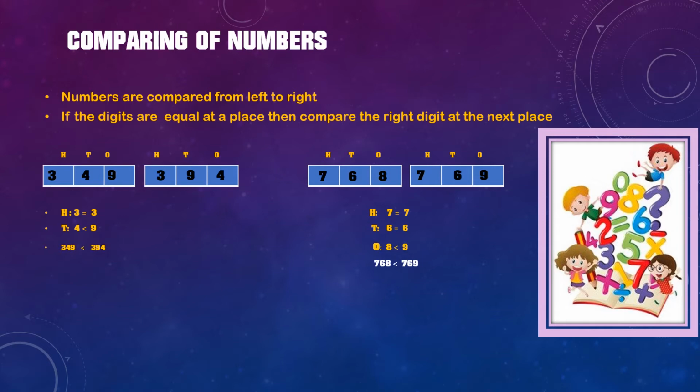In another example, we take two numbers 768 and 769. We place both the numbers in the place value table. Here we start from the hundreds place. We find both the digits equal as 7. Now we move on to the tens place. Here again both the digits 6 are the same. Now we move on to the ones place. We find that 8 is less than 9. Hence we conclude that 768 is less than 769.